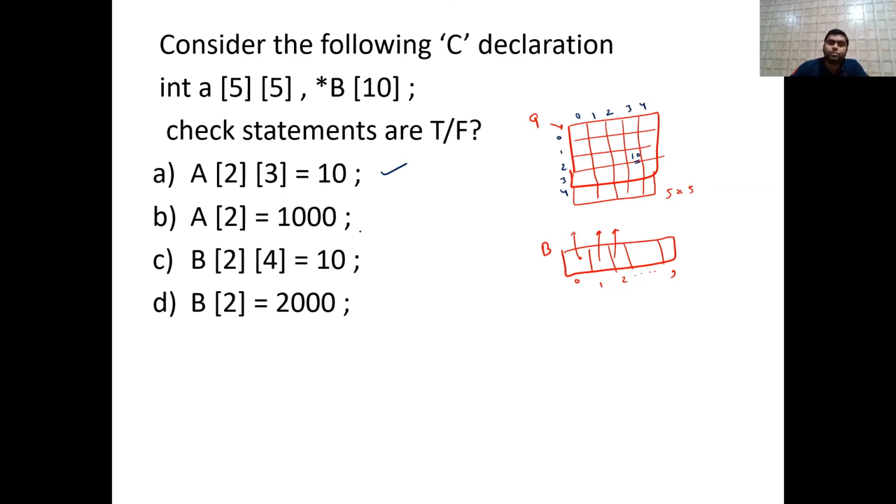So A[2] equals 1000 means A is a 2D array, and you are referring to A[2]. What is the meaning of that? A single dimension does not exist, because it is a 2 dimensional array. It means you are changing its address in some sort of way.